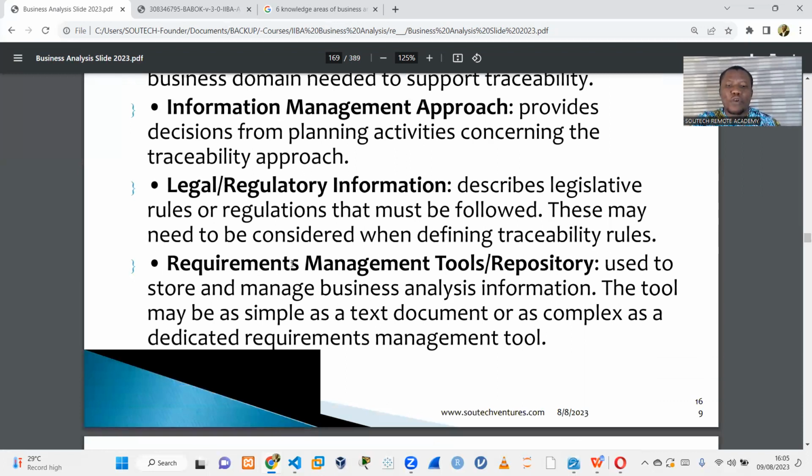Okay, so, requirements management tool. You just need a document kind of thing. Typically we use Word documents, you can use Trello, you can use any project or collaboration tool to list out all the things that need to be done. The tool may be a simple text document or a dedicated requirements management tool. You just need documentation.